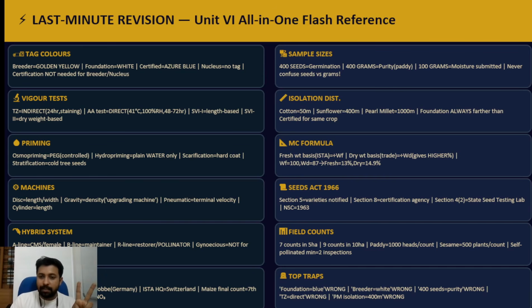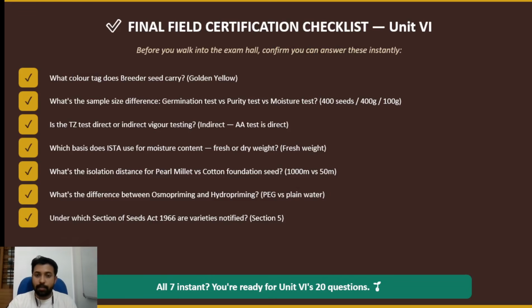Then the Seeds Act 1966 and its amendments and details on each and every section in a very concise manner. Then field counts and field inspections. And also you should have an idea of the different stages of seed certification. That I forgot to inform you, that is also an important part. What are the different steps to get certification for a seed or a variety? Right. These are the main things that you should follow.